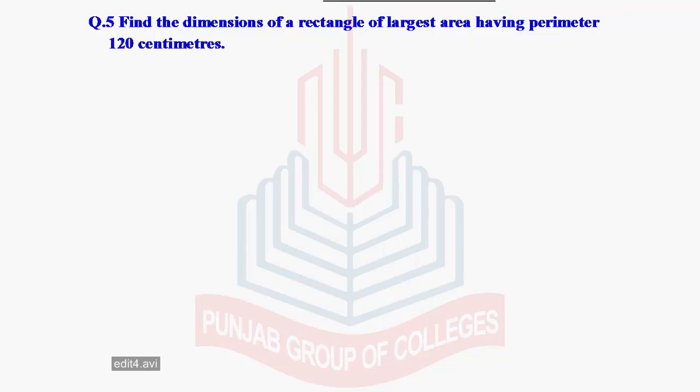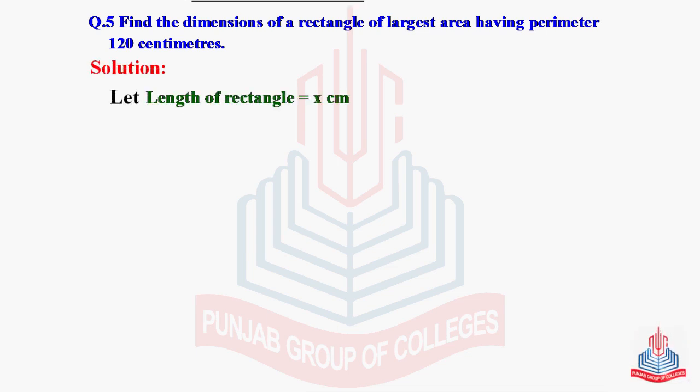Now the question number 5 is, find the dimensions of the rectangle of largest area having perimeter 120 centimeters. Almost the same question. Here perimeter is given and we have to make area the maximum. You have to form a rectangle containing largest area, but perimeter must be 120 centimeters. So let's start our solution.